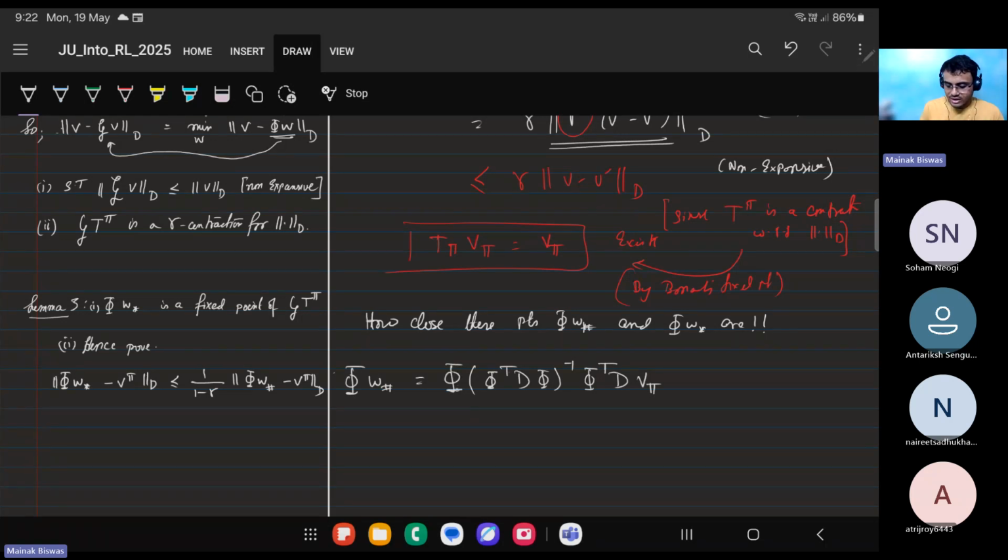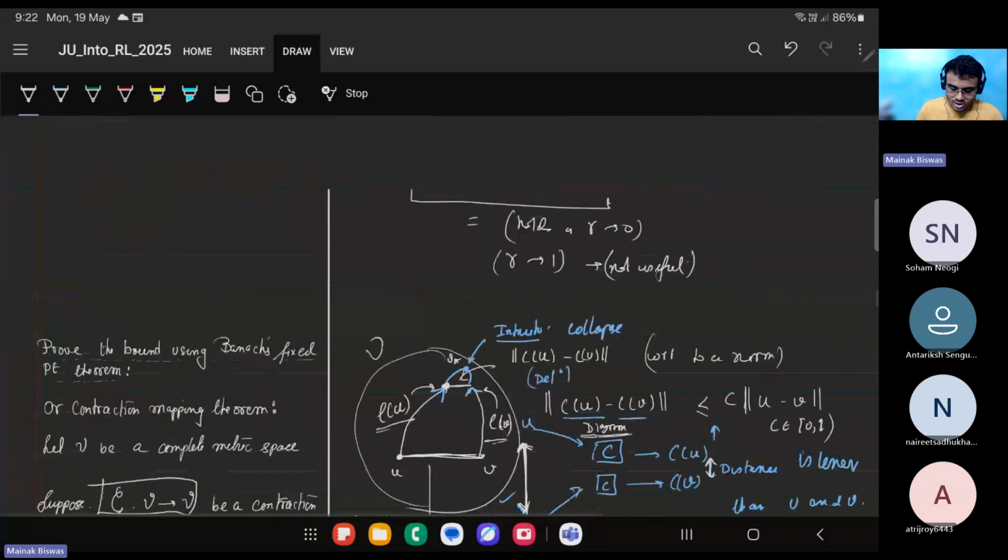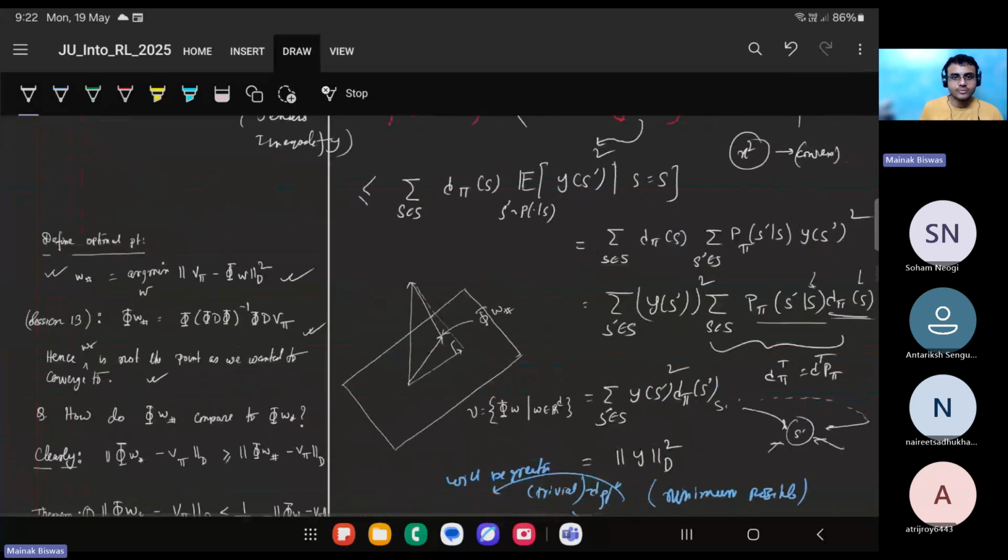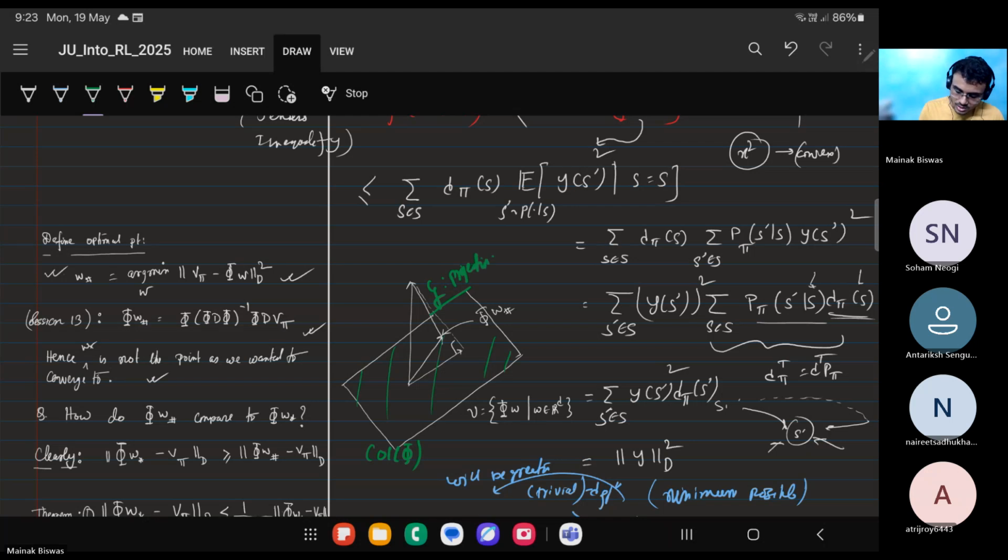So now I will define something. Do you remember the geometry of this? So look at this geometry. It is basically projecting onto the column space, the column space of phi. So I'm projecting onto the column space of phi using a projection matrix, correct? Let us say this is the projection matrix gamma. Projection matrix.